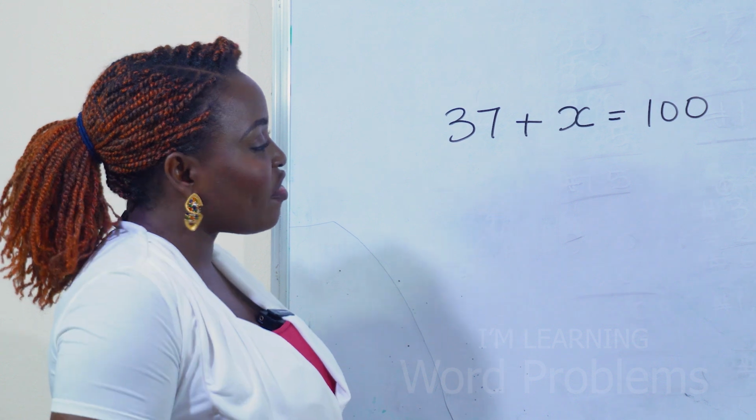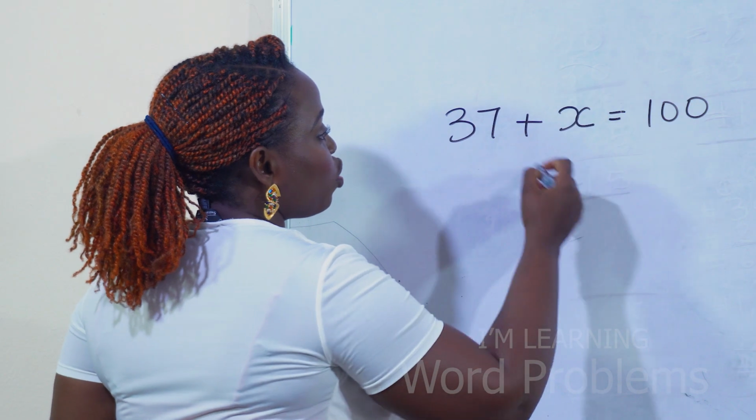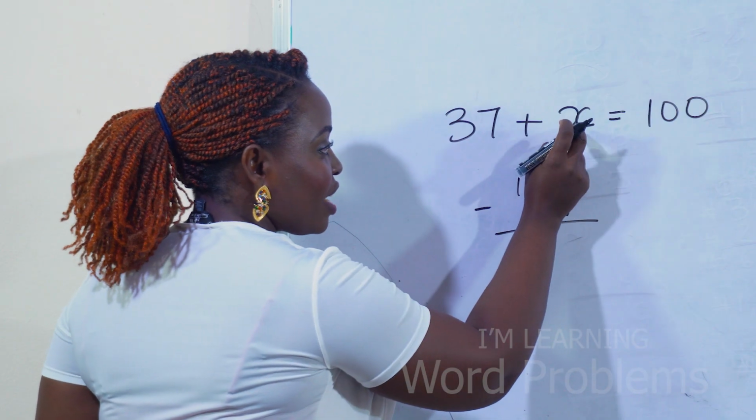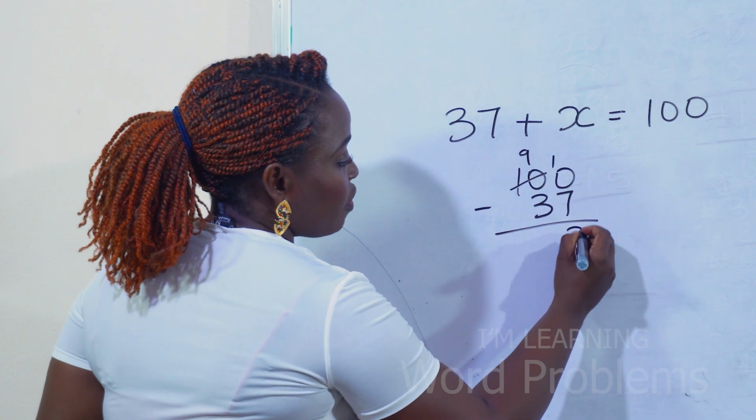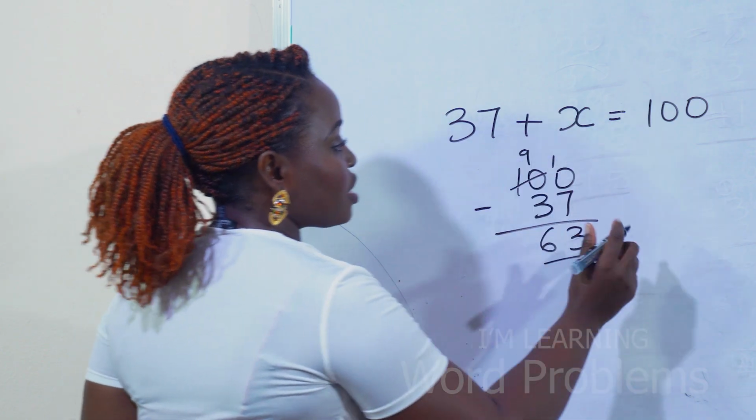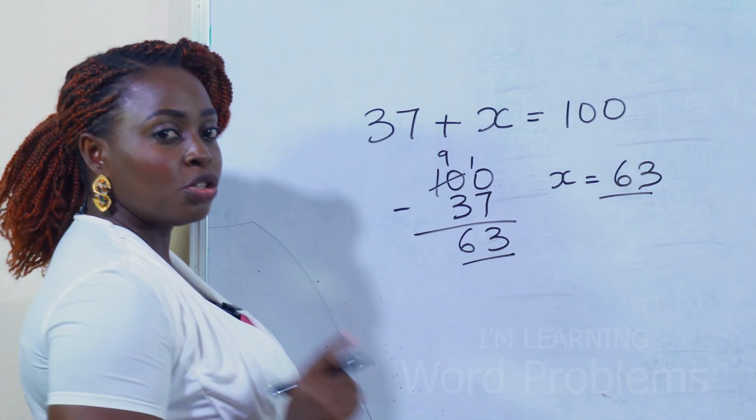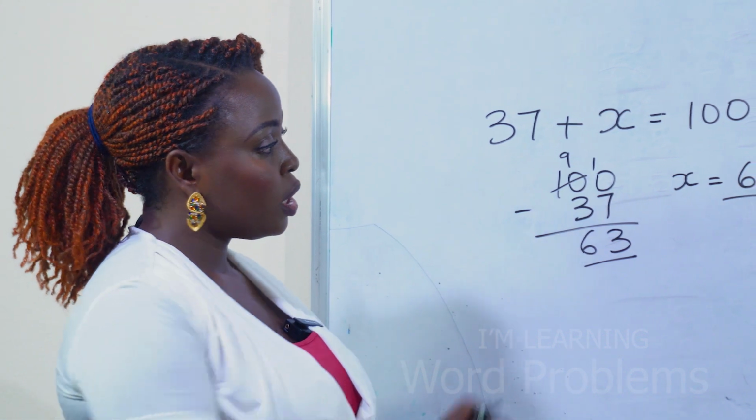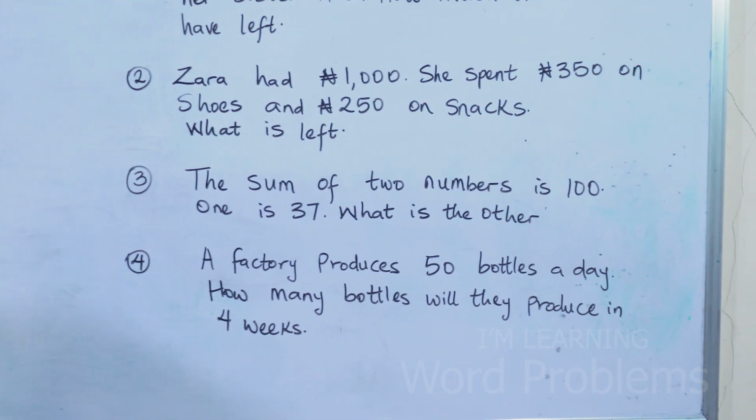Now, how do I find the value of x? How do I find the value of the number that I do not know? I am going to take away 37 from 100 to find that missing number. Now, 10 minus 7 is 3, 9 minus 3 is 6. So that means the number that's missing is 63. Just following the word problem told me exactly what to do. Now let's look at the fourth story. Every word problem is like a story.